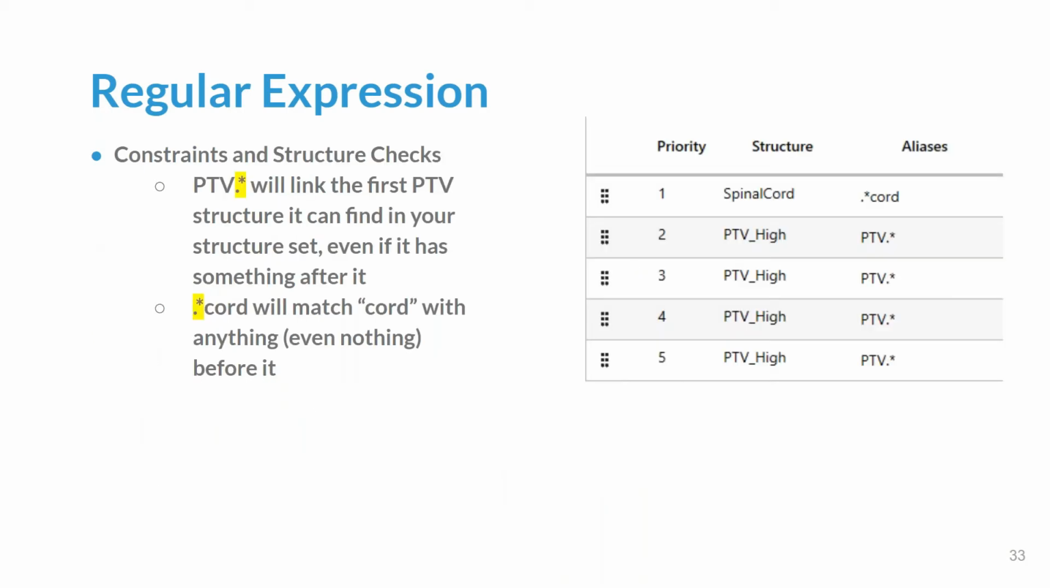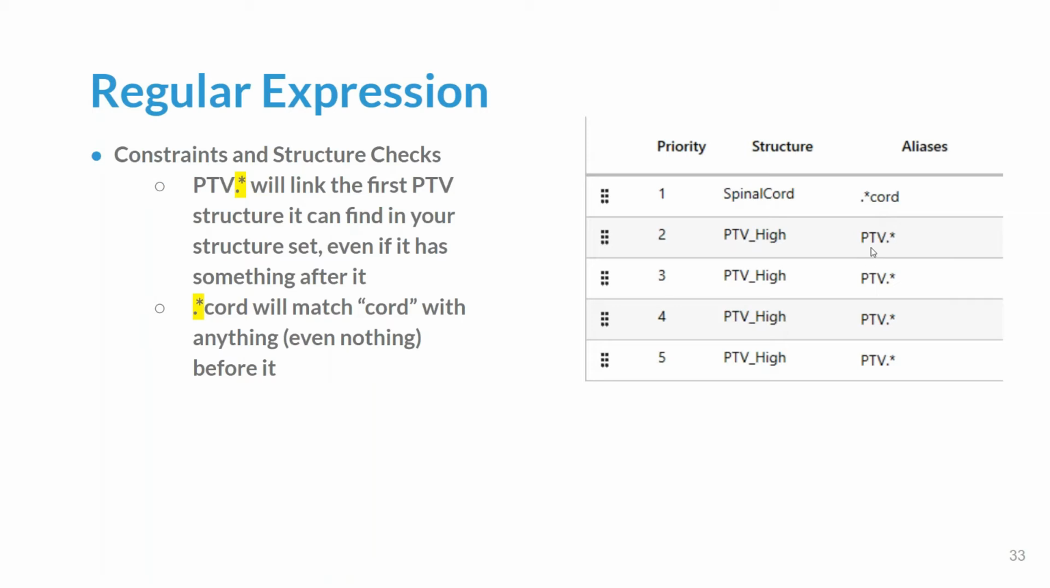So just as an example for those constraints and those structure checks, what I've done here is I've added in a dot star before chord, as you can see over here on the right. Basically, that dot star is going to match anything that's before that string. So it's going to look for the word chord, and then anything before it, including nothing, so maybe even a space, it's then going to match it. So that would automatically match a spinal chord or a spinal space chord or a spinal underscore chord. As long as that word chord is in there and there's something before it or nothing, it's going to go ahead and just automatically match that up.